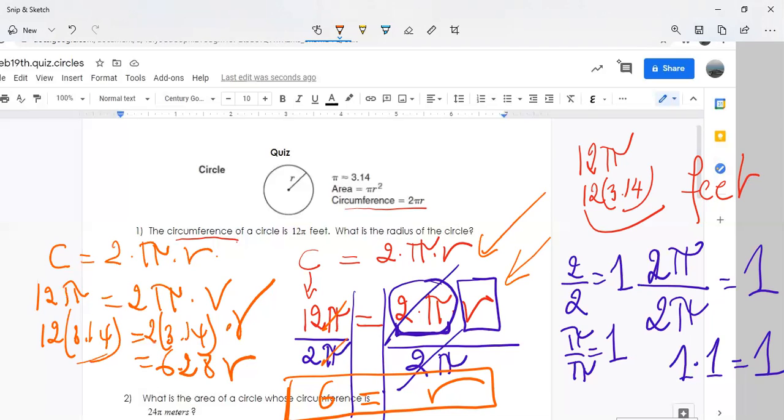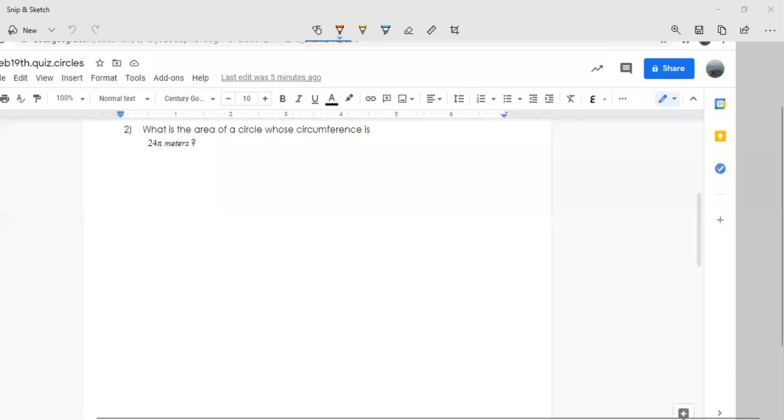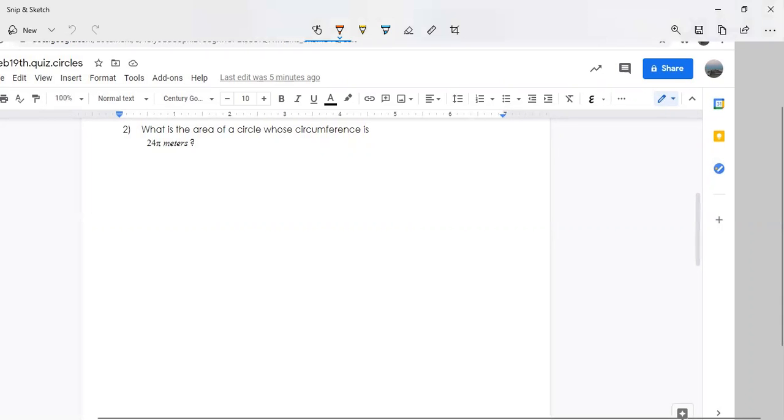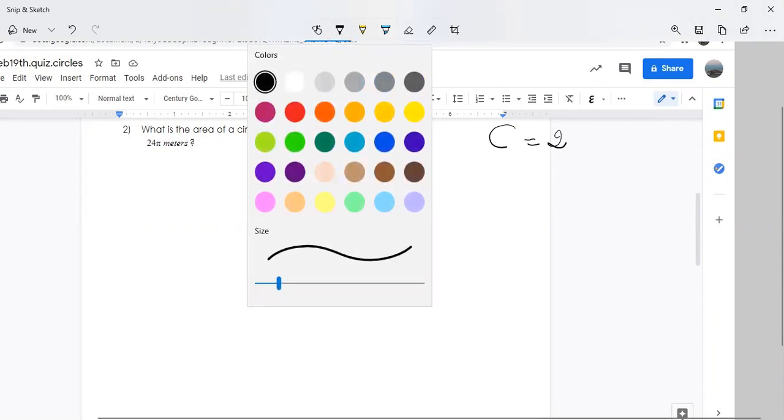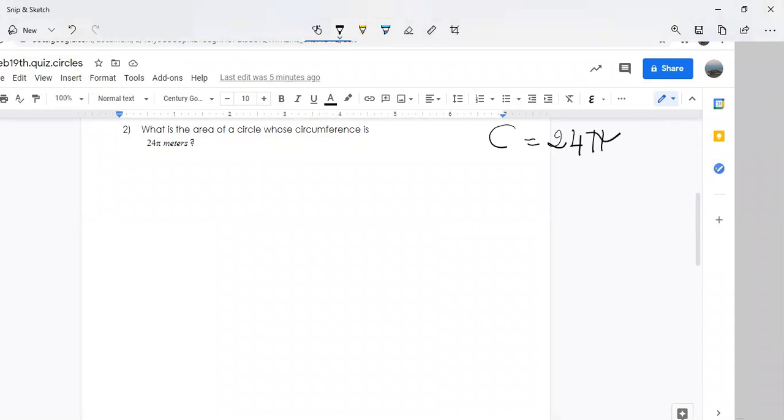Let's look at the next question. All right, so the next question, it says, what is the area of a circle whose circumference is 24 pi? Just like the first one, they tell us C, the circumference, is equal to 24 pi. And they want to know what's, oh, I'm sorry, that's not 24 pi. That's 24 pi. And they say, well, what's the area? Can you find the area?